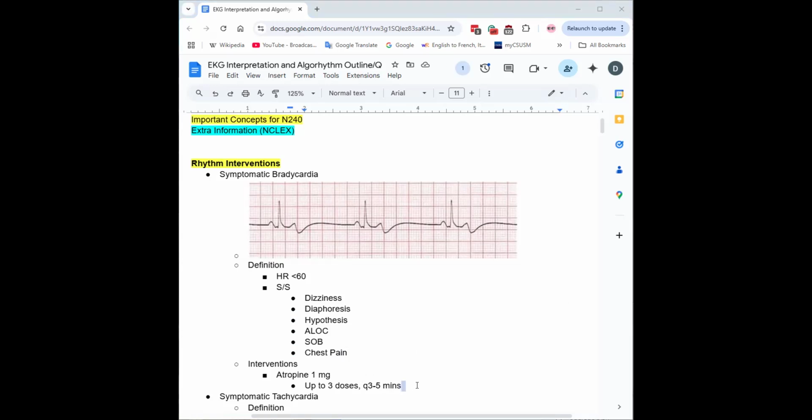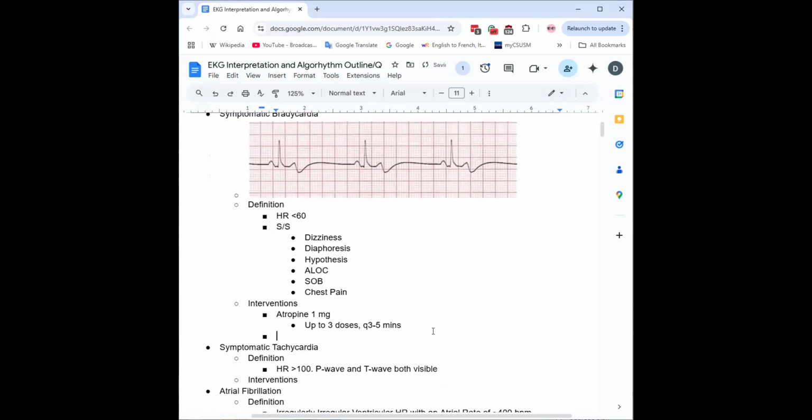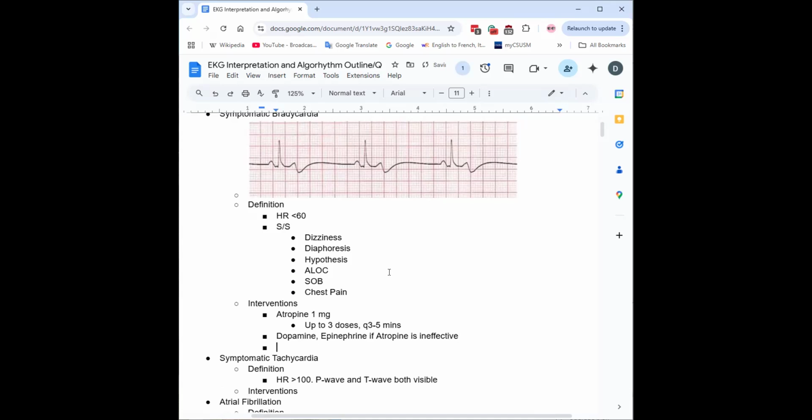Anything else that could be done after atropine? Resuscitation. True. We like that. So if it doesn't work, we can try dopamine or epinephrine. True. What else can be done? Yeah, so that's when they can get the transcutaneous pacing, which can be done with the AED pads. That has its own little thing there.